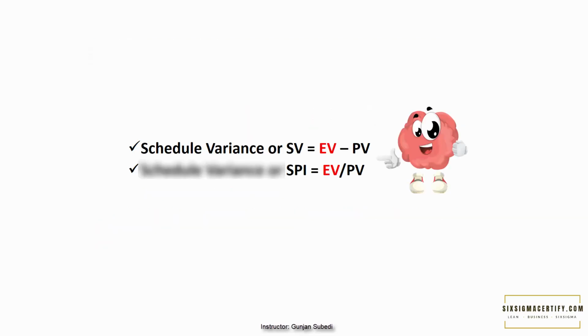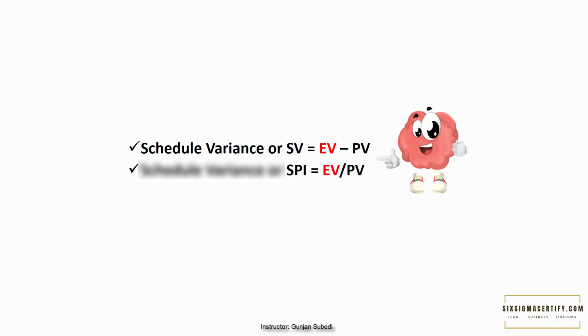I want to give you one hint regarding memorization techniques for this formula. Whenever you see this term schedule, be it schedule variance or schedule performance index, just understand that you need to use two terms, earned value and planned value. When you subtract planned value from earned value, you get the variance, and when you divide earned value by planned value, you get the index or SPI.